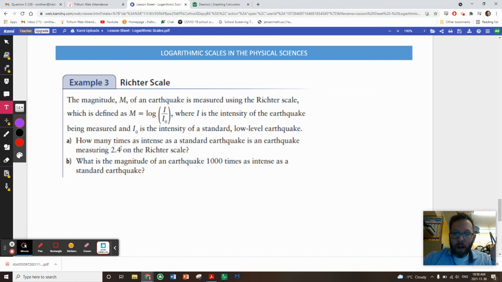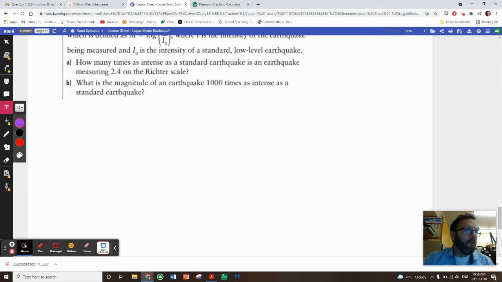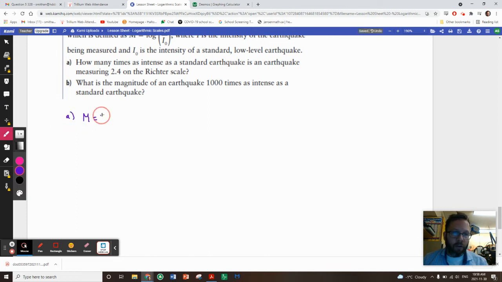But let's look at a measuring of 2.4 on the Richter scale. How many times as intense compared to that standard low-level earthquake would that be? So for part A here, we're given the magnitude and we're finding that ratio. We're given the magnitude is 2.4, and we're looking for that ratio of intensity divided by the standard intensity. So let's just use our equation.